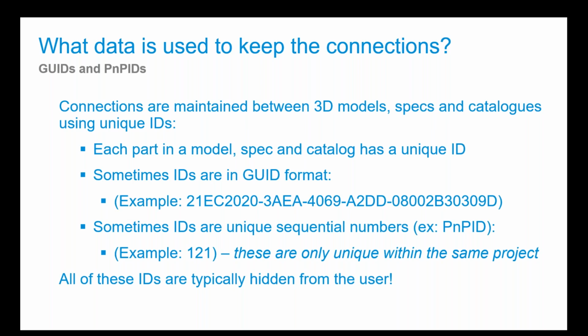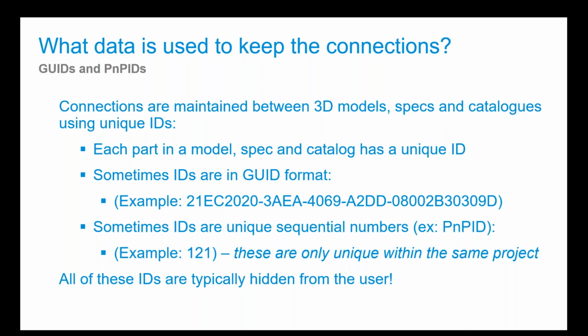These are unique IDs within the same project, while GUIDs are cross-functional. So the differentiator is, if you are using multiple plan projects between Plant and Navisworks, then the unique ID, GUID, is more useful. And if you are on the same project, then look out for the PNP ID for any connections that you are making between the spec, catalogs, and the 3D model.